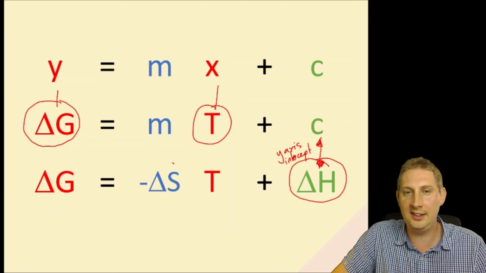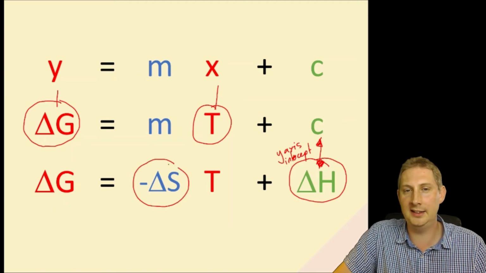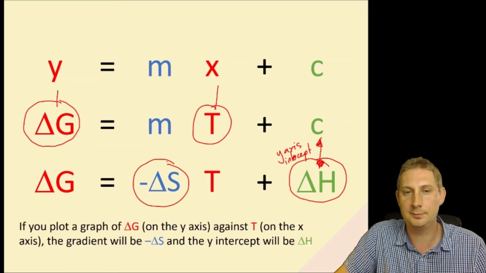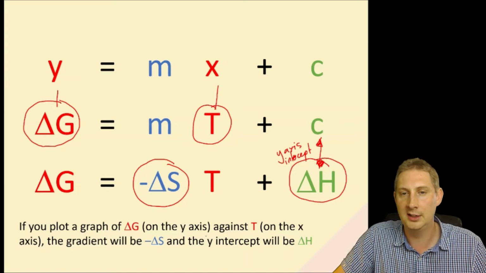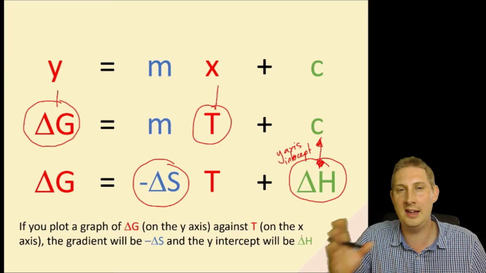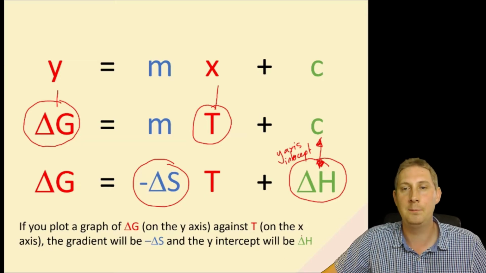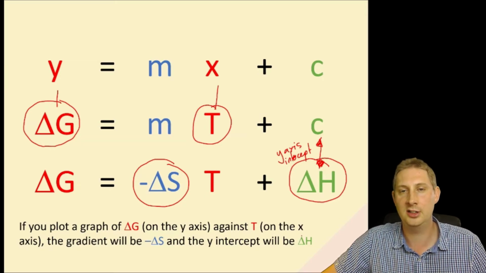The gradient is minus delta S. So if you plot a graph of delta G on the y-axis against T on the x-axis, the gradient will be minus delta S and the y-intercept will be delta H. So this is a way that we can actually plot data to determine the values of delta H and delta S.